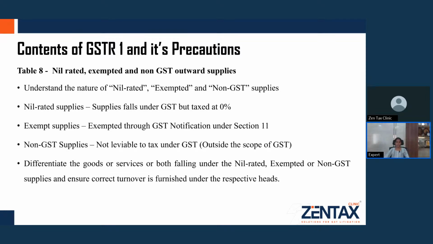So these three, nil-rated, exempted, and non-GST supplies, though no tax has been charged in these, have different definitions and different natures of supplies. So the registered person must crucially identify and differentiate these supplies, and categorically declare the respective turnover under the respective heads.